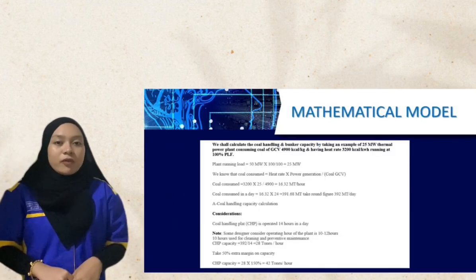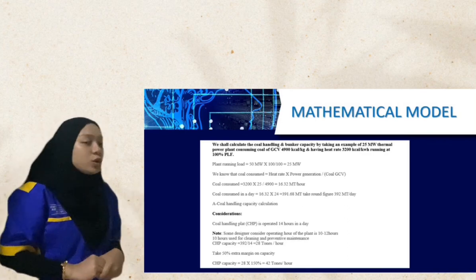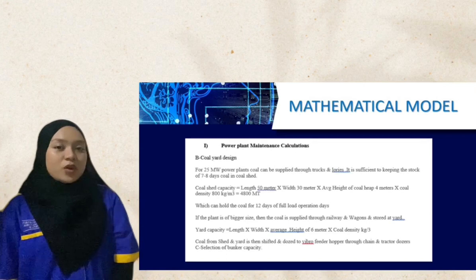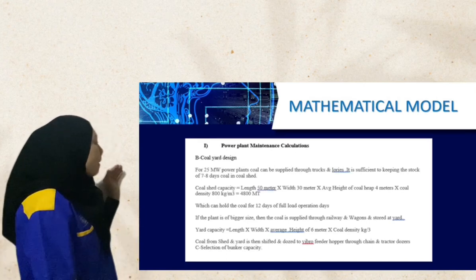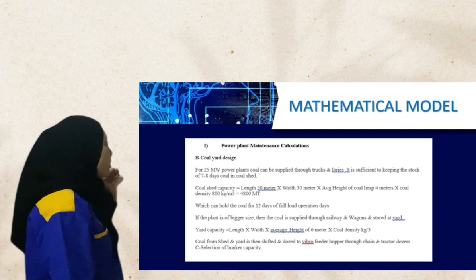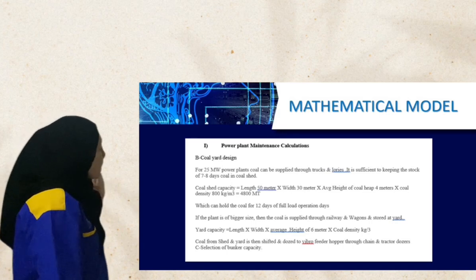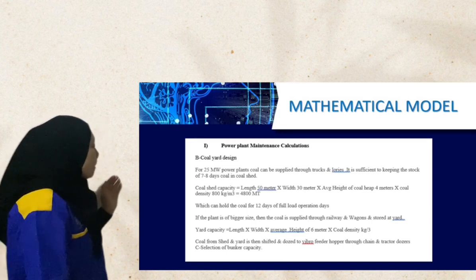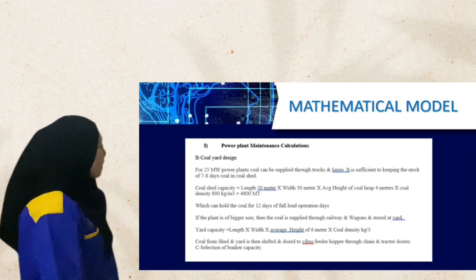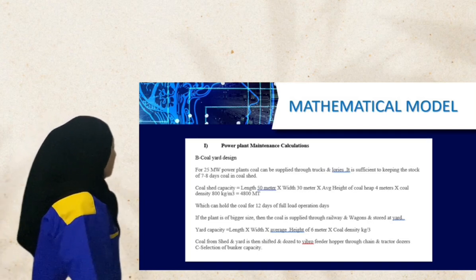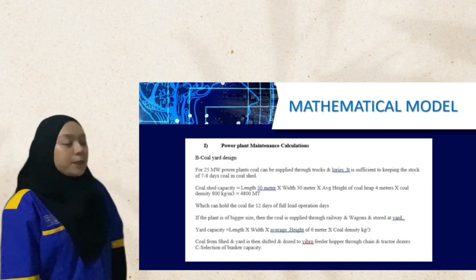For the first step of calculation, we must find the plant running load and then the coal consumed in a day. Next we go to the calculation step. First of all, the power plant maintenance calculation, we must have a coal shed capacity, and the formula is length times width times average height of coal times coal density. For the second step, we must have yard capacity, which is length times average height times coal density.